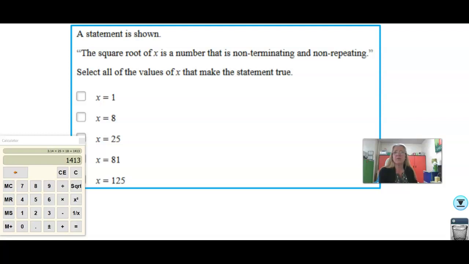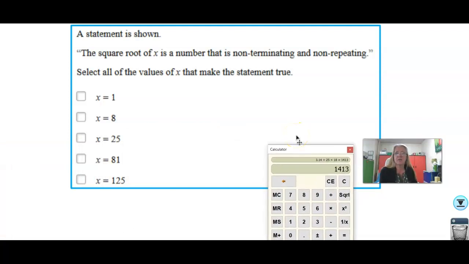Okay, a statement is shown. The square root of x is a number that is non-terminating and non-repeating. Select all the values of x that make the statement true. All right, the square root of x is a number that is non-terminating and non-repeating, which means it has to be a perfect square. Okay. Let me say this better. This is the tricky part. The wording on this is everything. It says the square root of x is a number that is not terminating and not repeating. Okay. If it were a perfect square, wouldn't it terminate? Okay, and it wouldn't repeat, it would just terminate.